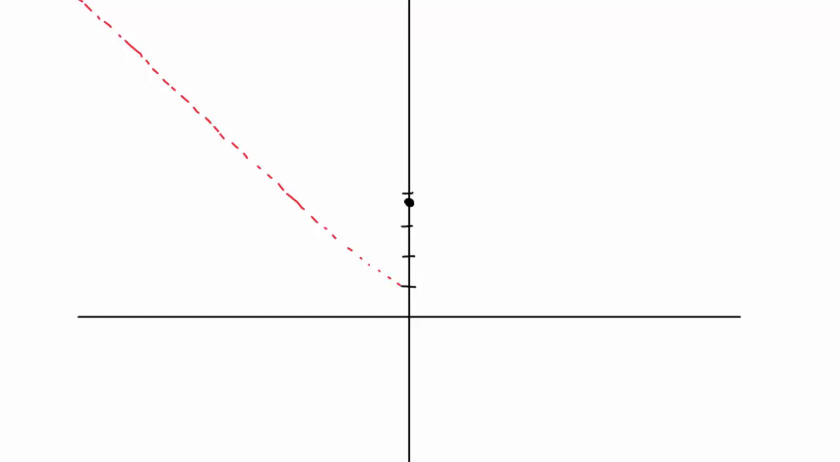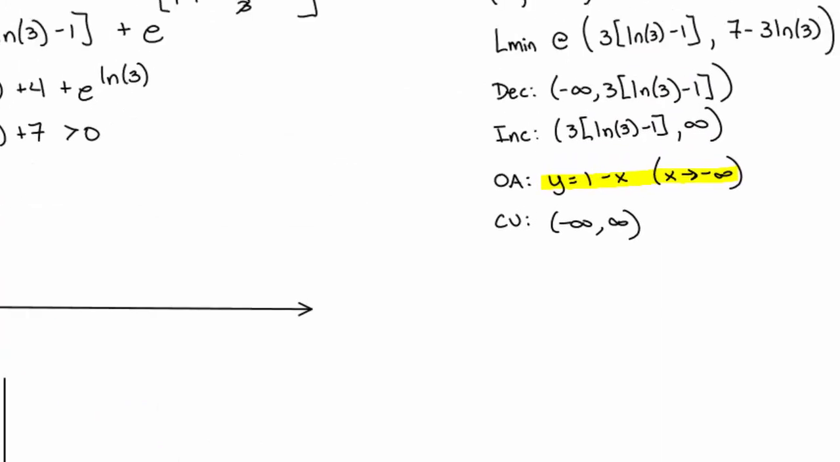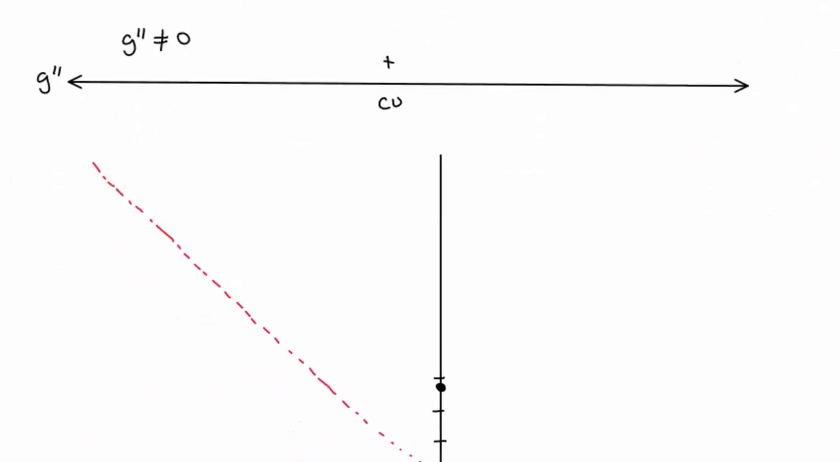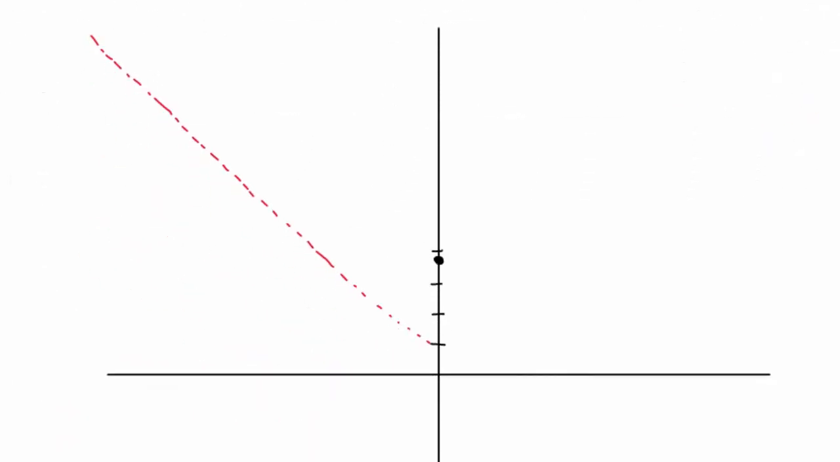It's just a guideline. I happen to know that as x goes to negative infinity, my graph wants to match with that. It's concave up always, and it's going to be decreasing until I get to 3 natural log of 3 minus 1. Remember, 3 natural log of 3 minus 1 is positive. Okay, that's all I care about. It's going to decrease until I get into the positive x values. So it's decreasing on the left-hand side here, and it's concave up. That's what I'm concerned with.